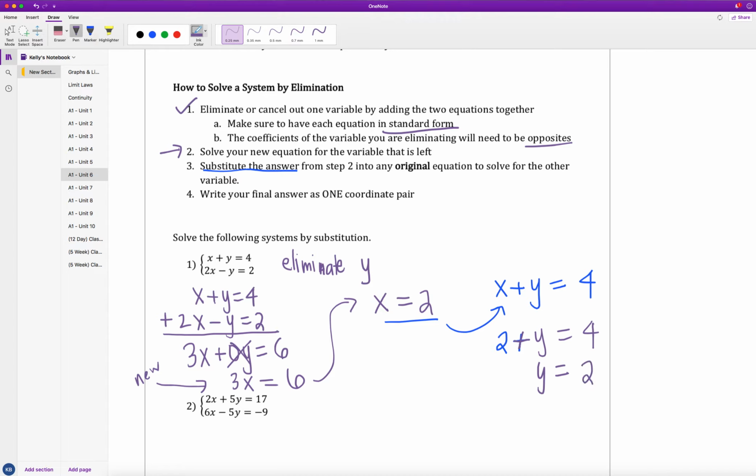Just like in our prior two videos, our final answers do need to be coordinate pairs, so I want to make sure that I have my x and my y values written in the coordinate pairs, and that will be our final answer.